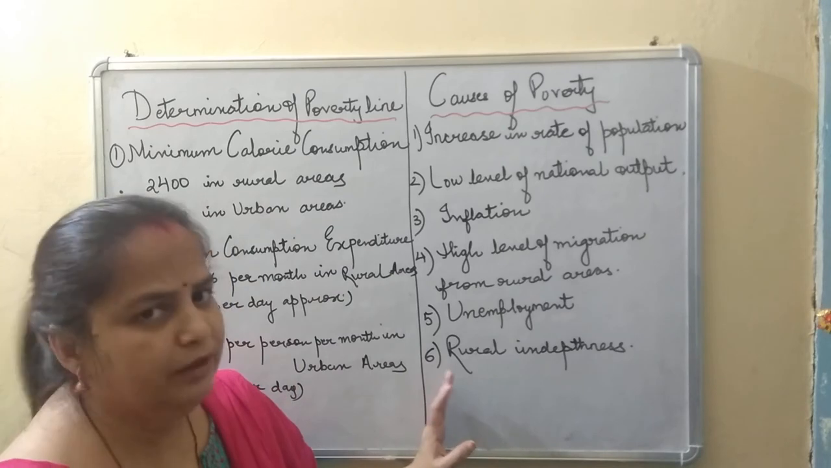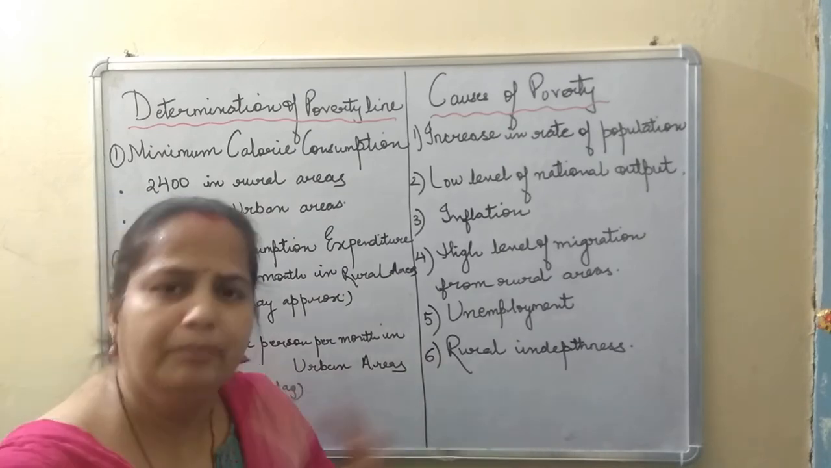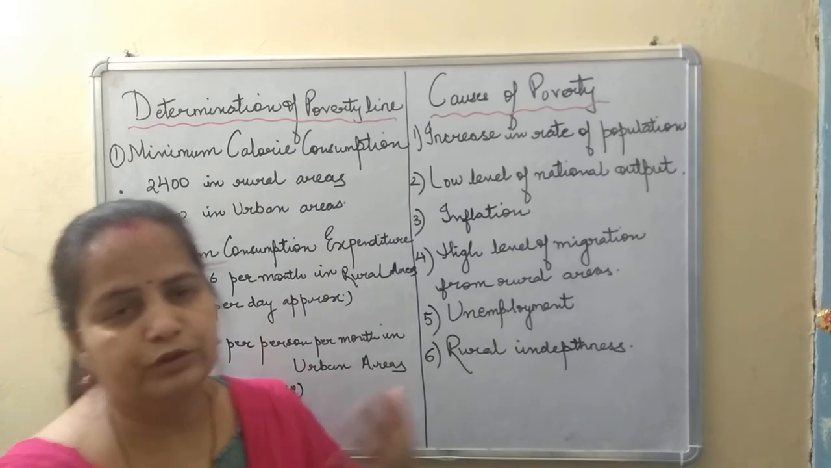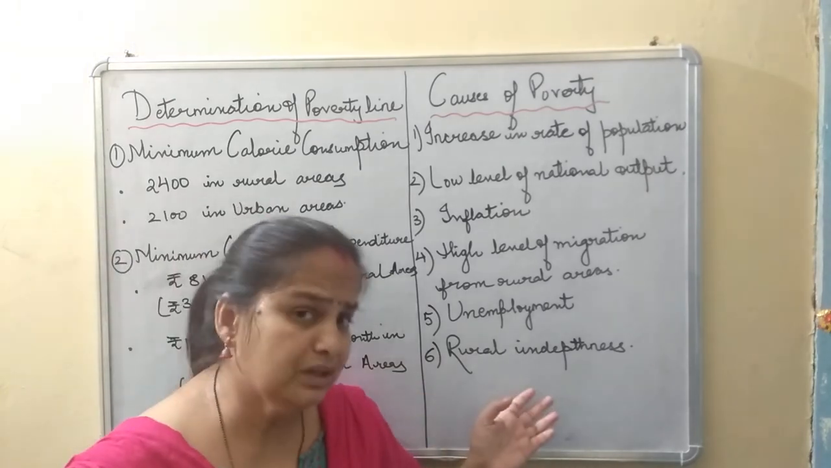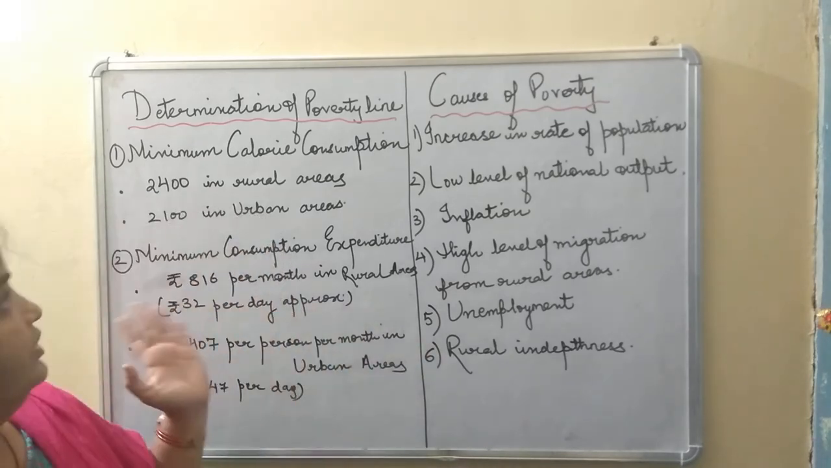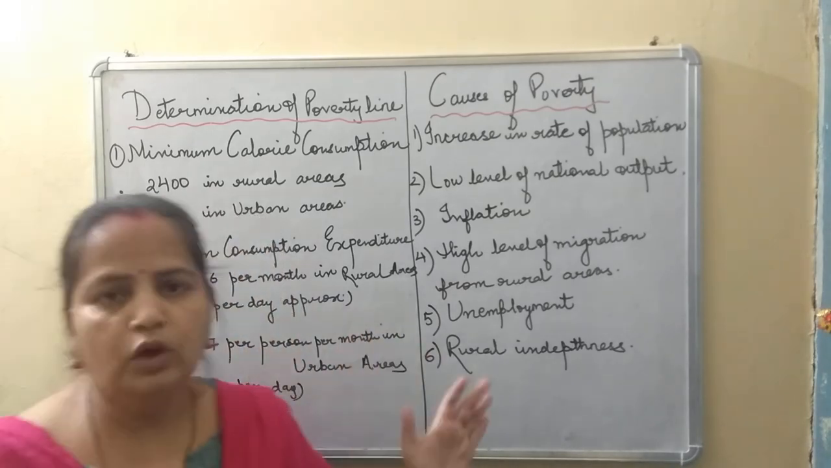See, here I have written only 5 to 6 points for poverty. There are many more than this. In exam, you can write some more points also for the reasons of poverty. This question comes in exam generally of 3 to 4 marks. So this is all about determination of poverty line and causes of poverty.